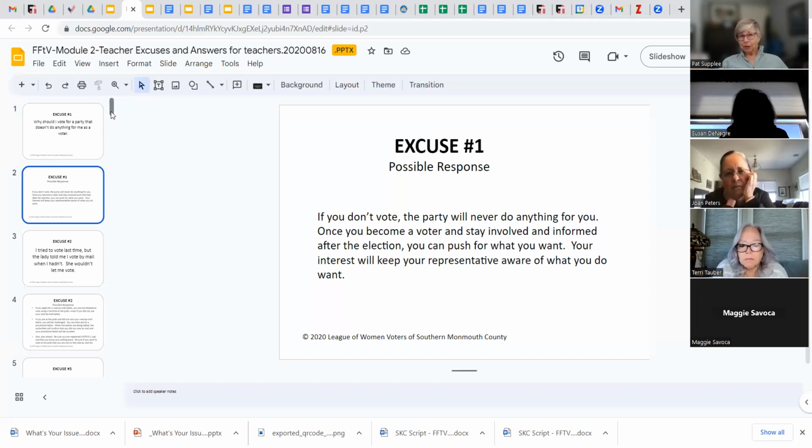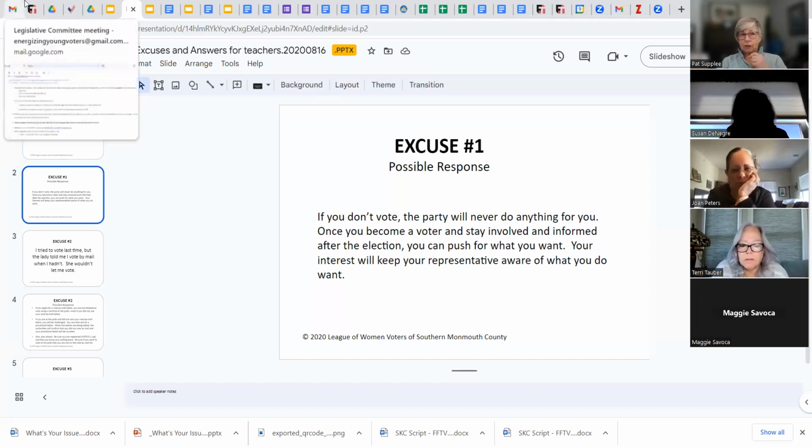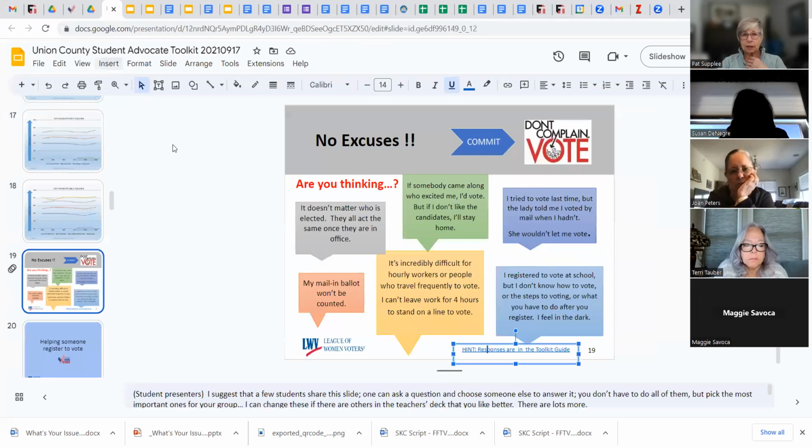So you can keep those 3 things in mind. So you can use that in the Student Advocate Toolkit. You teach the kids how to do it. And then you can also use it back in the Truth About Turnout at the very end of the lesson.